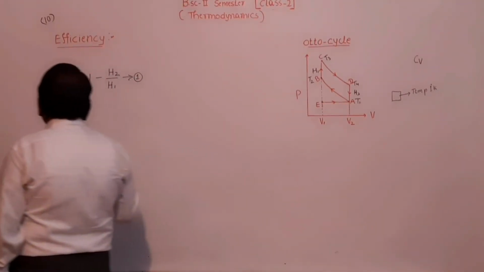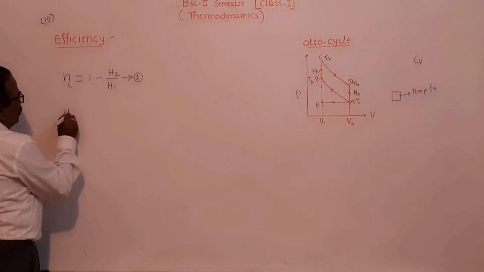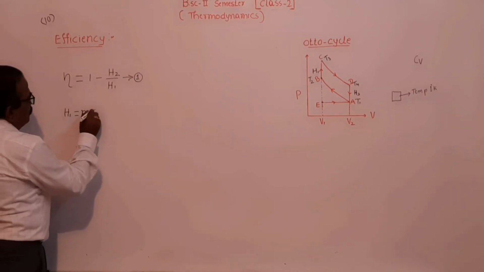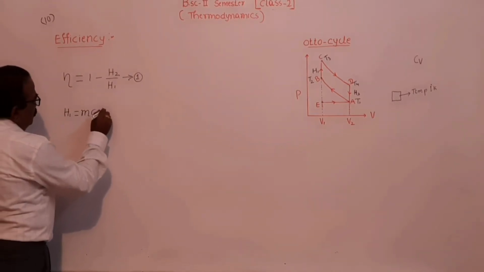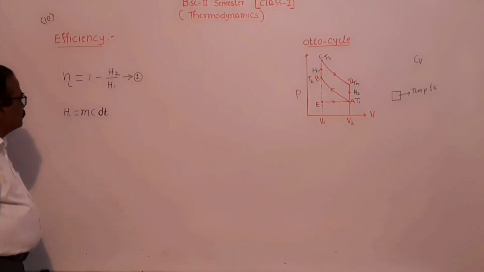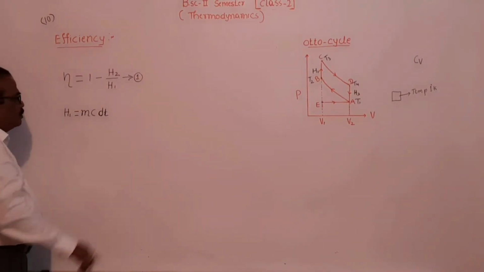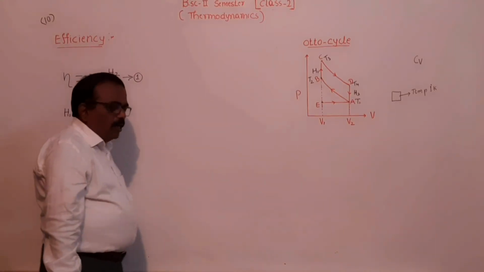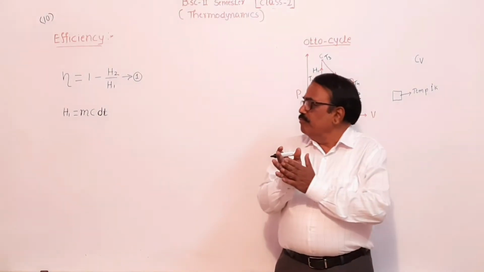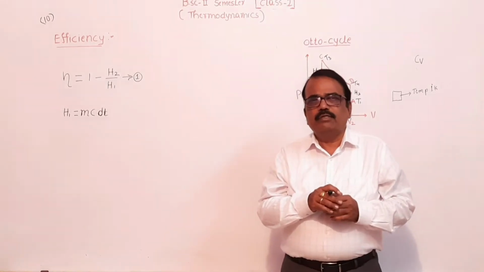Then the amount of heat absorbed is given by H1 is equal to M C dt. What is M, what is C and what is dt? M is the mass of the substance, C is the specific heat and dt is the change in temperature. What is specific heat?